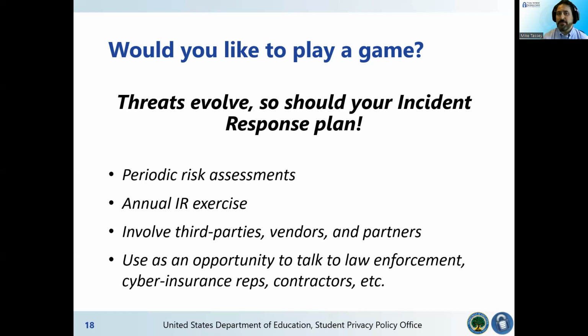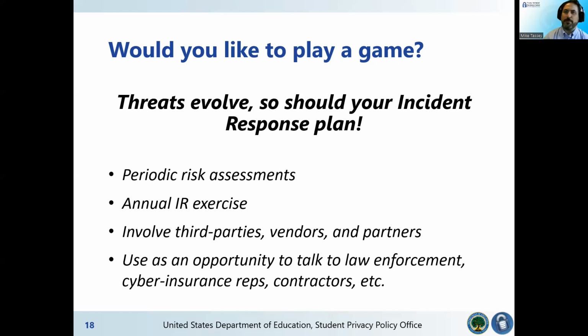This can be as simple as a tabletop exercise where you get all the parties together in a conference room and you talk through the response to a given scenario, or as complex as a full organization cyber exercise where you have users and stakeholders and maybe third parties participating in the scenario.